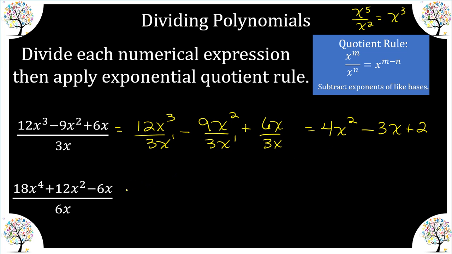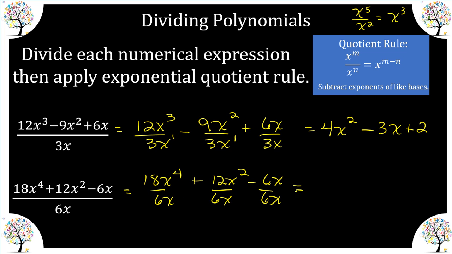Let's look at our second example. Again, I think writing these out separately makes it a little bit easier to make fewer mistakes. So we can see that 6 can divide into each of these terms and x can divide into each of these terms. Therefore, we can simplify.